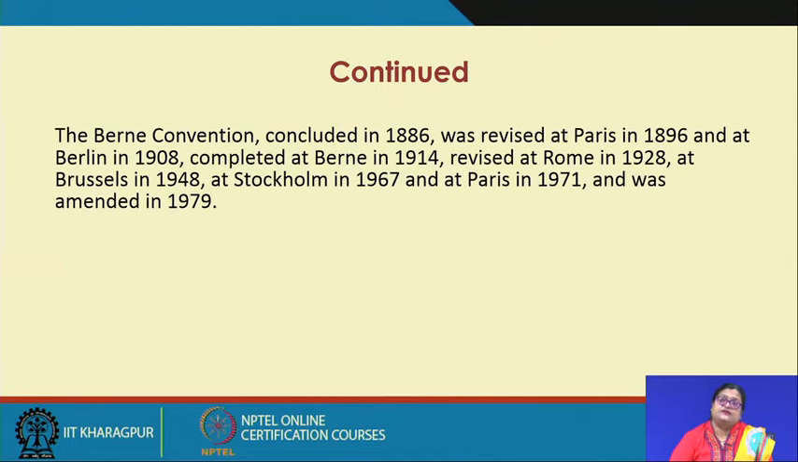The Berne Convention, concluded in 1886, was revised at Paris in 1896 and at Berlin in 1908, completed at Berne in 1914, revised in Rome in 1928, at Brussels in 1948, at Stockholm in 1967, at Paris in 1971, and was amended in 1979.